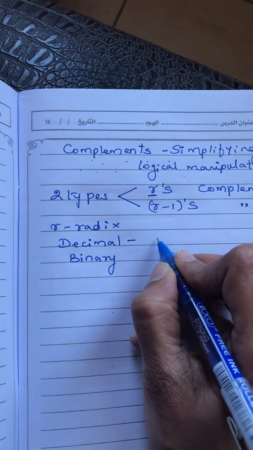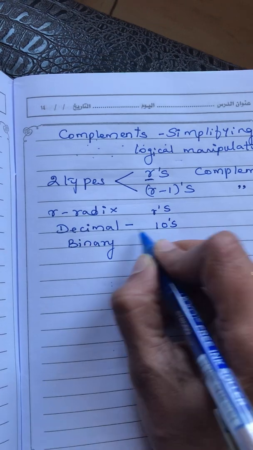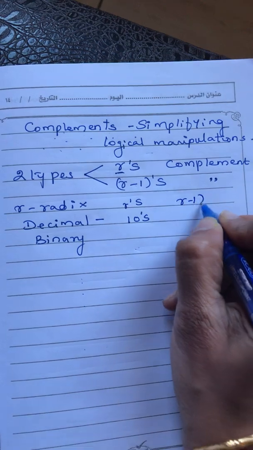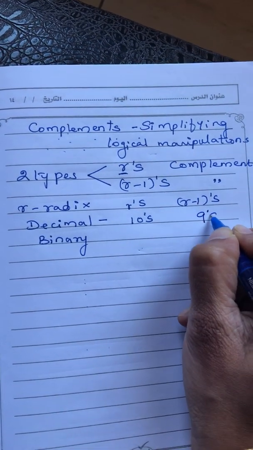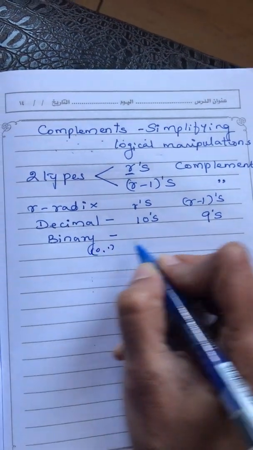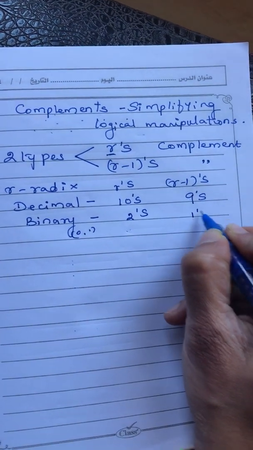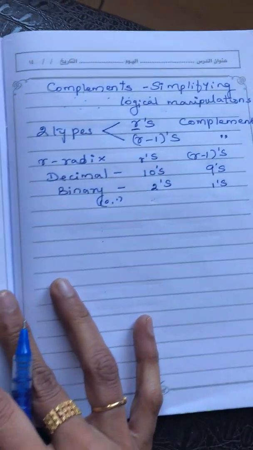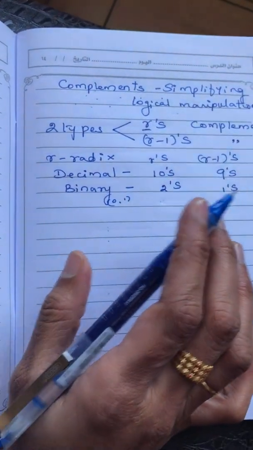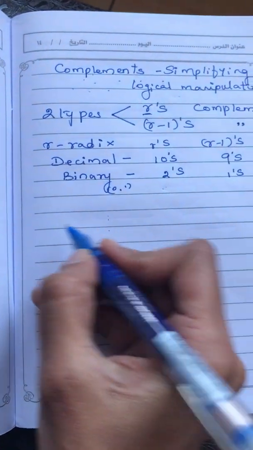For decimal number system, the r's complement is 10's complement, because you know that the base for decimal is 10. You have 10 numbers, so the base is 10, and the r minus 1's complement is 9's complement. Same way for binary, you have just two numbers 0 and 1, so the base is 2. So r's complement is 2's complement for binary and 1's complement for r minus 1's complement. In this video I will explain just the decimal number system, and the binary number system we will move on to the next video.